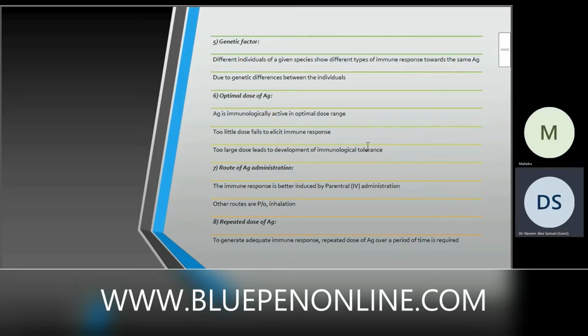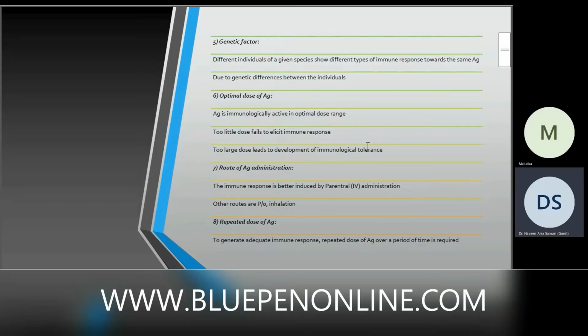The next is optimal dose of antigen. Now dose is also different. Before I told you about foreignness, just now it's about dose. If a small dose of antigen enters the body, it might not elicit a response, like a small quantity of common cold virus entering. You might just neglect it, have a slight cold and it goes off. But if a very strong quantity of common cold virus or rhinovirus enters your body, you might get a severe cold.